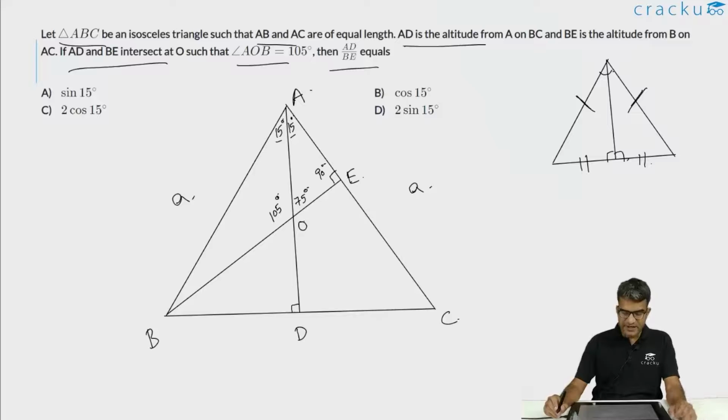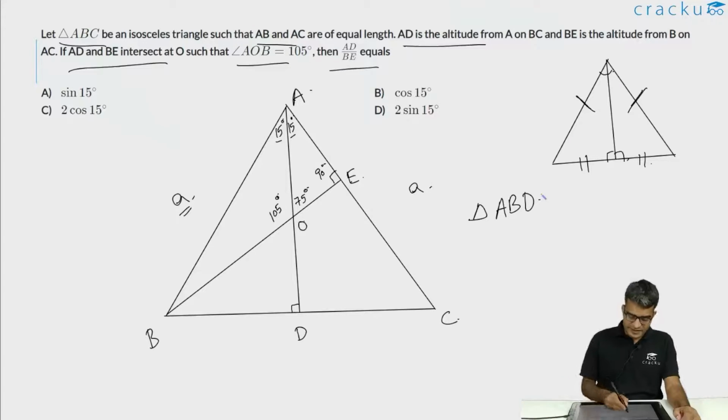Now, can you calculate the length of AD? If you are looking at triangle ABD, in triangle ABD, the hypotenuse is AB. The angle is 15 degrees. So AD divided by the hypotenuse, which is AB, is equal to cos of 15 degrees. Or AD is equal to AB, which is small a, into cos 15 degrees.